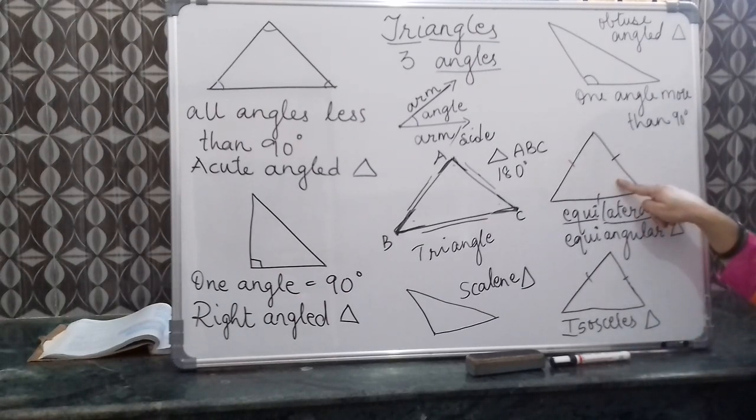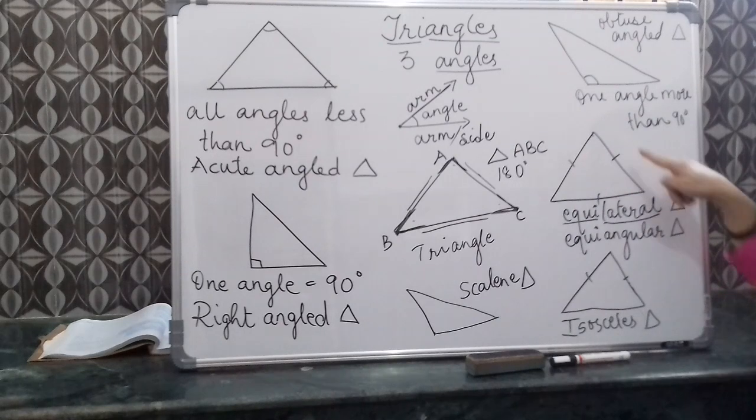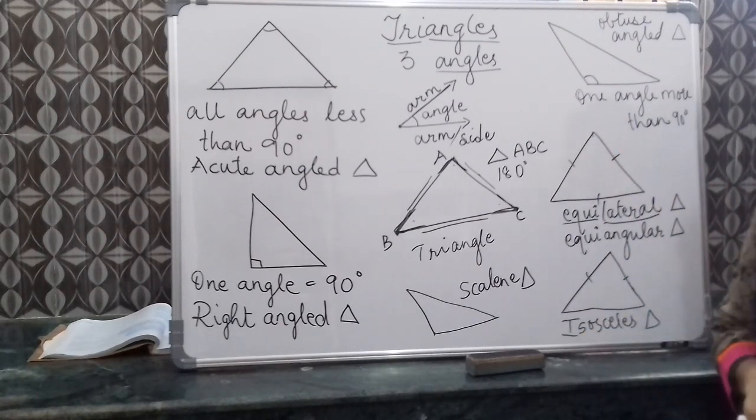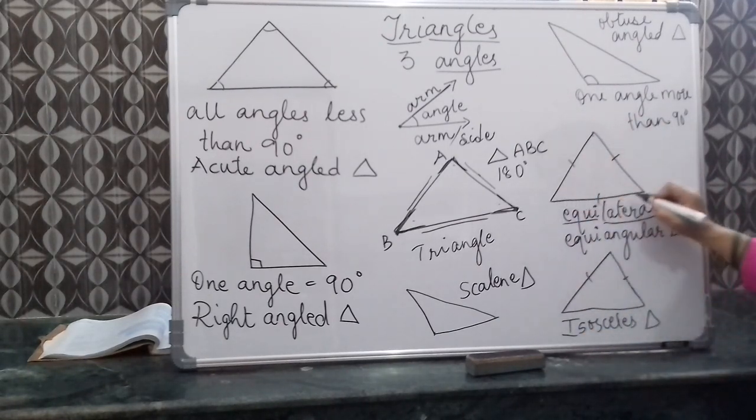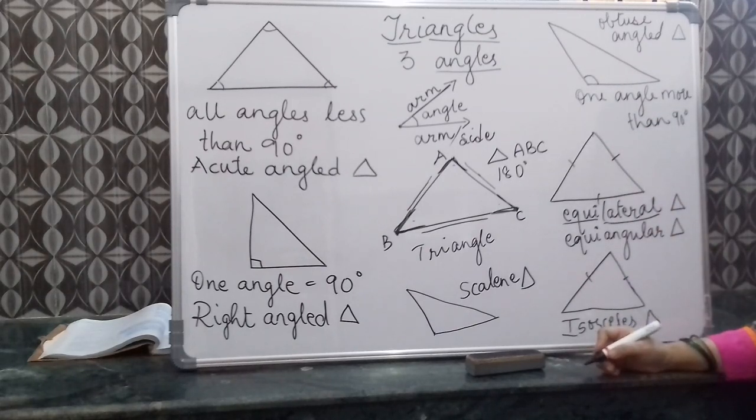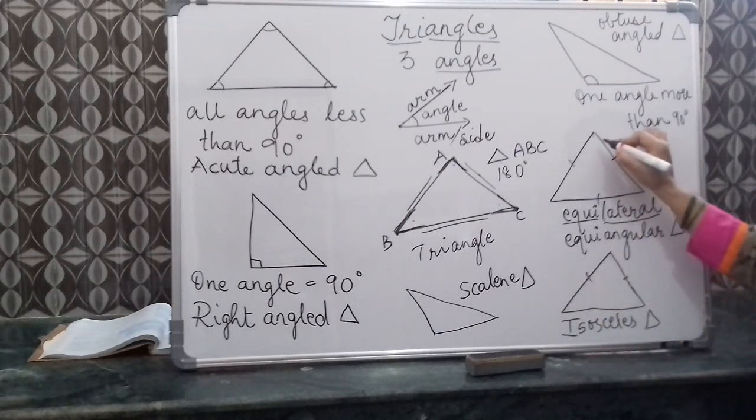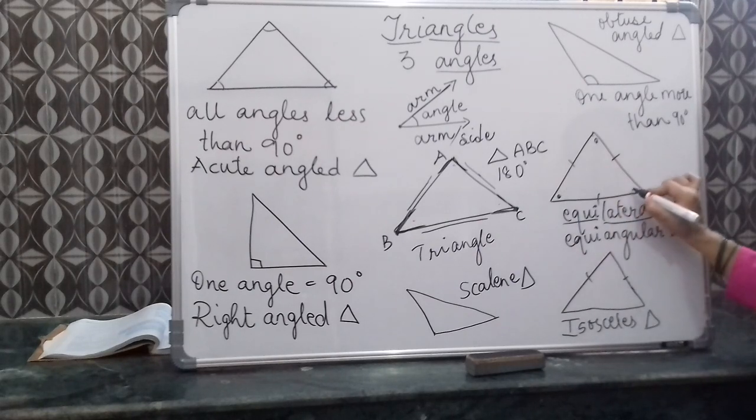Now depending upon the sides, you have the equilateral triangle. Because it is an equilateral triangle, all the three sides are equal, and because the sides are equal, all the three angles will also be equal.